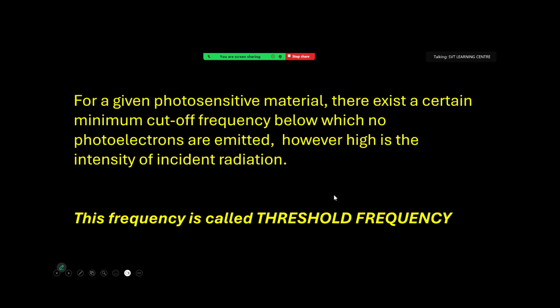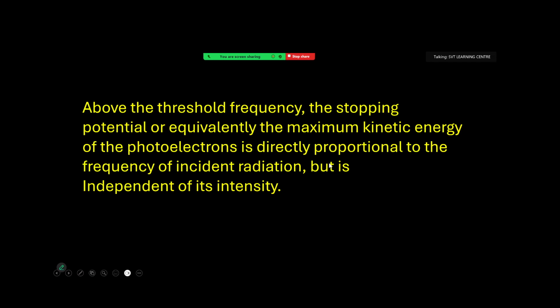Second, for a given photosensitive material, there exists a certain minimum cutoff frequency below which no photoelectrons are emitted, however high the intensity of incident radiation. This frequency is called the threshold frequency. Above the threshold frequency, the stopping potential, or equivalently the maximum kinetic energy of the emitted photoelectrons, is directly proportional to the frequency of incident radiation, but is independent of intensity.